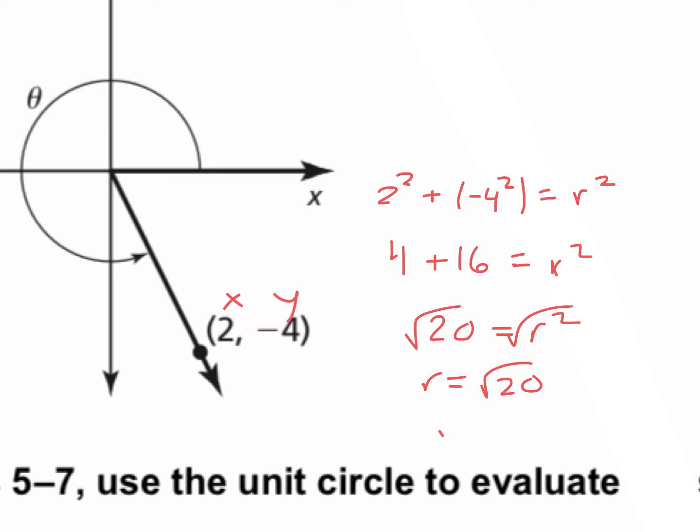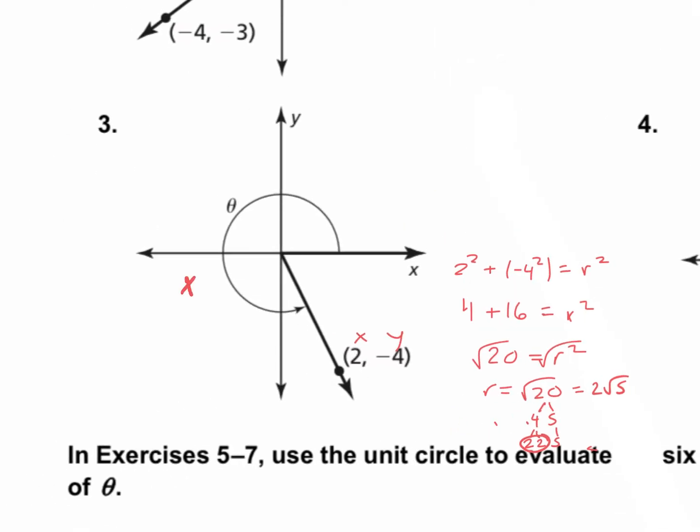Can we simplify this? Yep. 20 breaks down into 4 and 5. And then 4 breaks down into 2 and 2. So we have a group of 2's that we can take out. So this would be 2 square root 5. So always simplify it if you can. So our x is 2, our y is -4, and our r is 2 square root 5. So all you need for these is your x, y, and r, and then you can plug everything in.